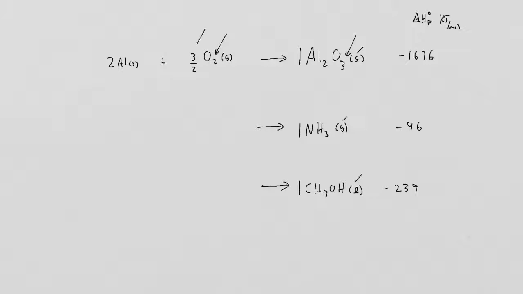We do something with the coefficients to make it match, right? And sometimes we have to use a fractional coefficient. You see that a lot in these heats of formation. All right. For the nitrogen here, we have N2 on this side, and we have H2.